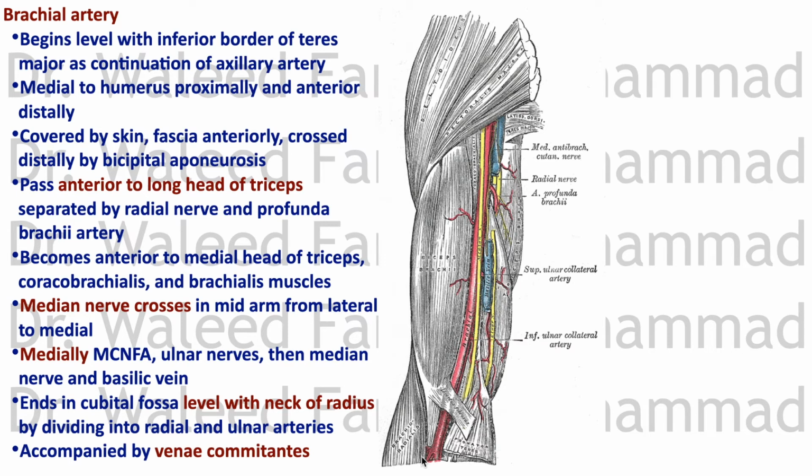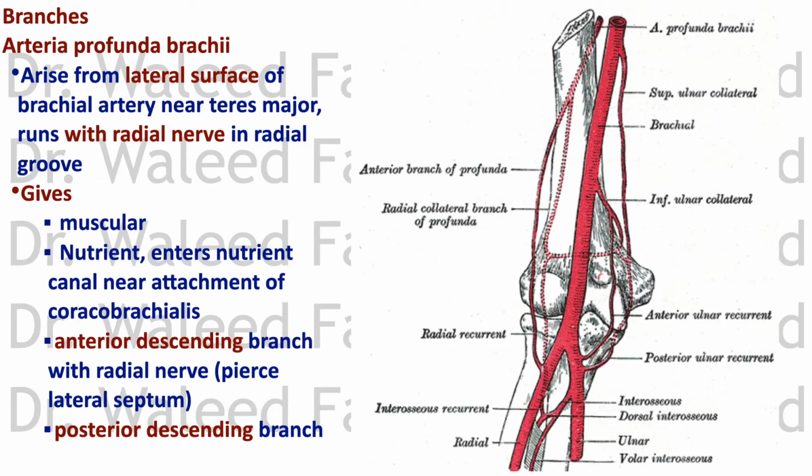In relation to the pronator teres, as you will see, the ulnar artery is deep to pronator teres, and the radial artery is superficial to it. And it's accompanied by venae comitantes. The branches of the brachial artery, the major branches: the arteria profunda brachii, or the deep artery of the arm, or profunda brachii artery, arises from the lateral surface of the brachial artery. Yes, you will be asked about this too.